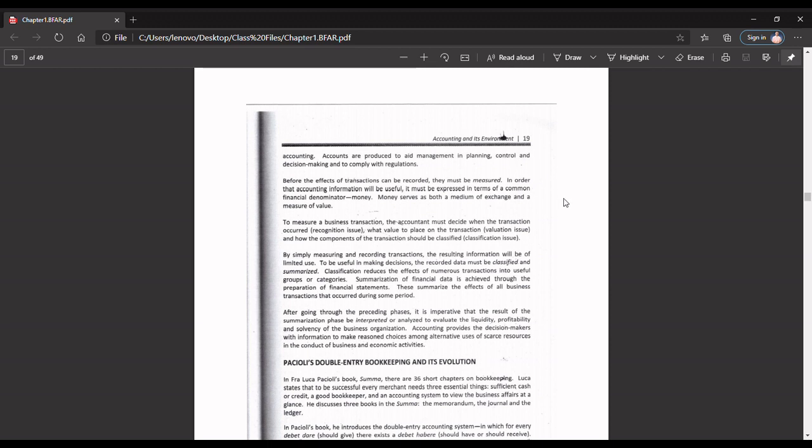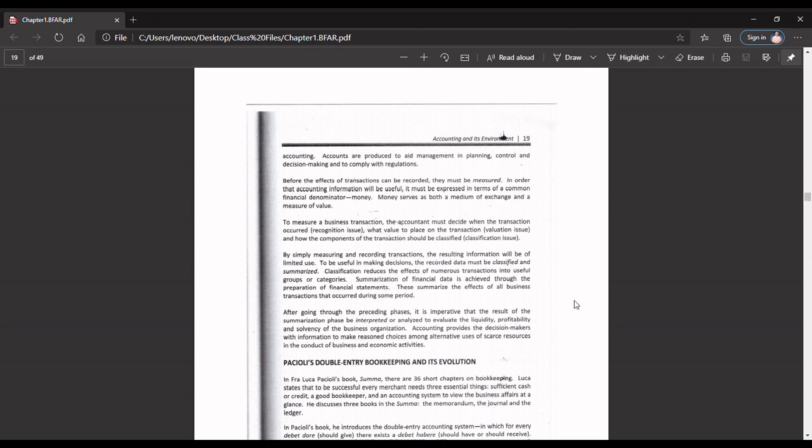And in order for that accounting information to be useful, it is expressed in terms of a common financial denominator, which is money. Money serves as both a medium of exchange and a measure of value. So, after we measured it, we recorded it. Of course, we need to sort this.